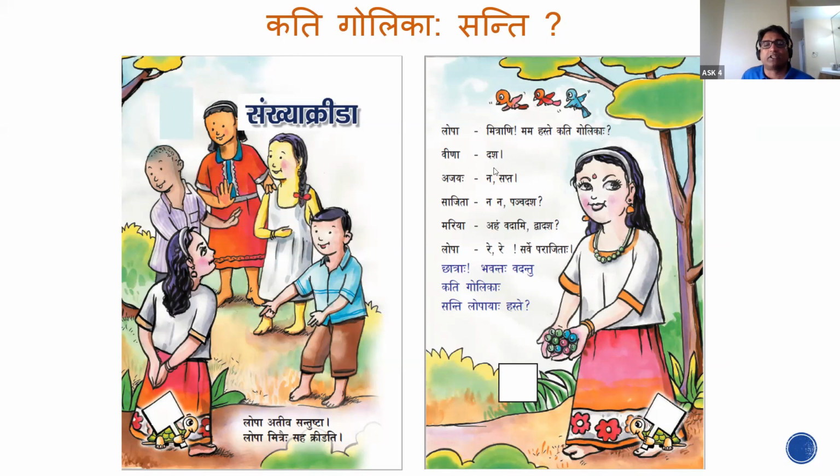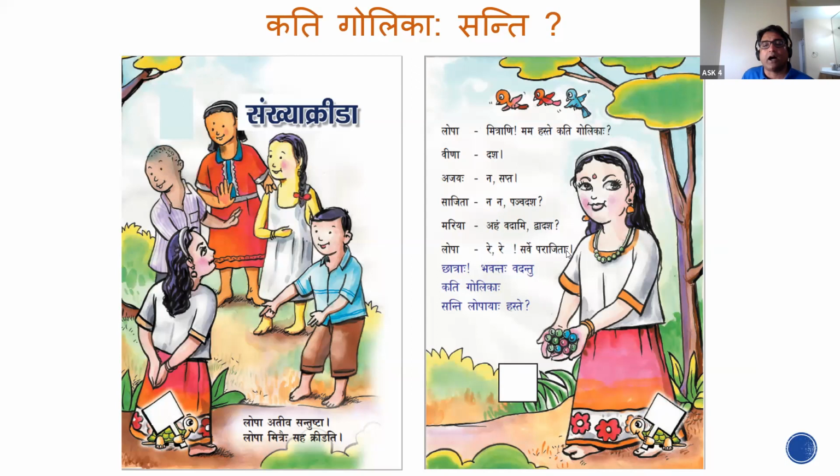Then everything is answered. Dasha, one says dasha, one says satta, one says panchadasha. Means how many? Panchadasha is how many? 15. 15, yes. Aham vadami dvadasha. Somebody came close. Dvadasha. Re re sarve parajitaha. Vijayaha parajitaha. Opposite of vijayata is parajita. Somebody is whoever is defeated.